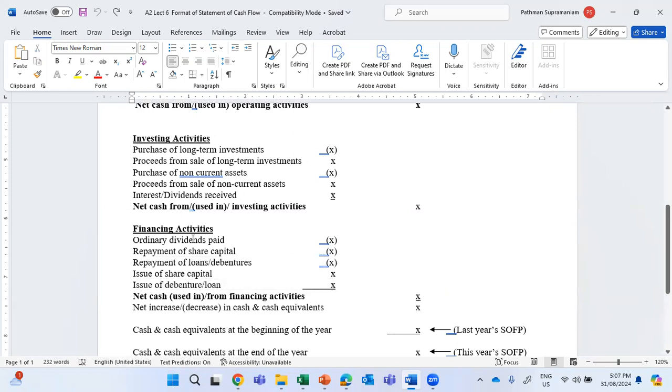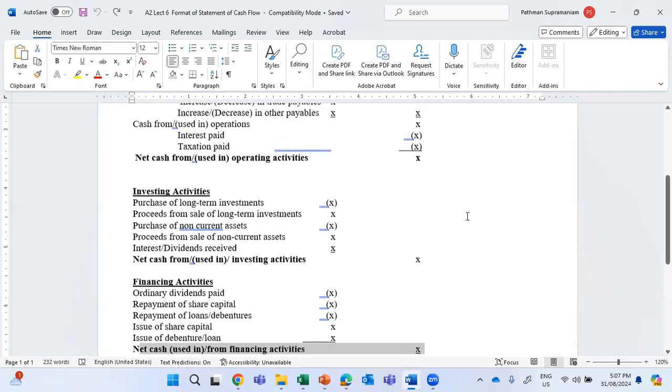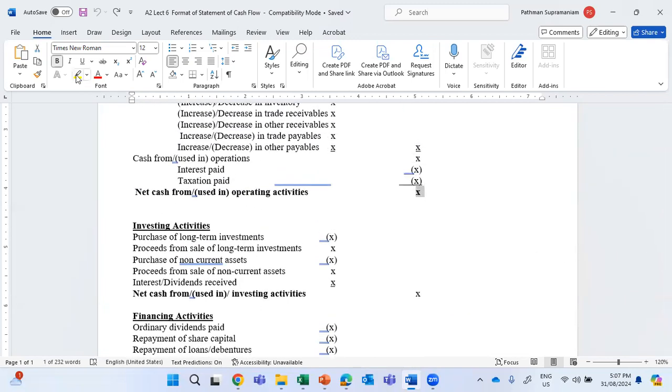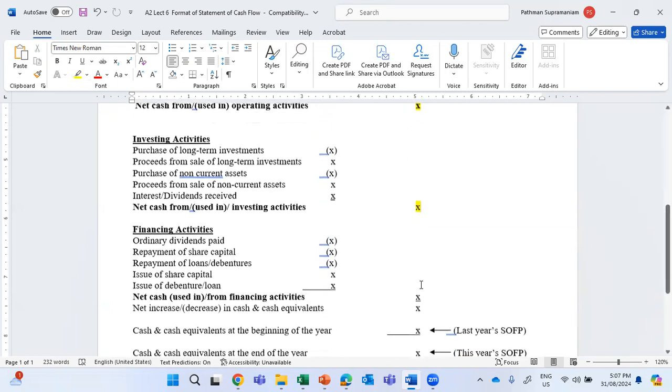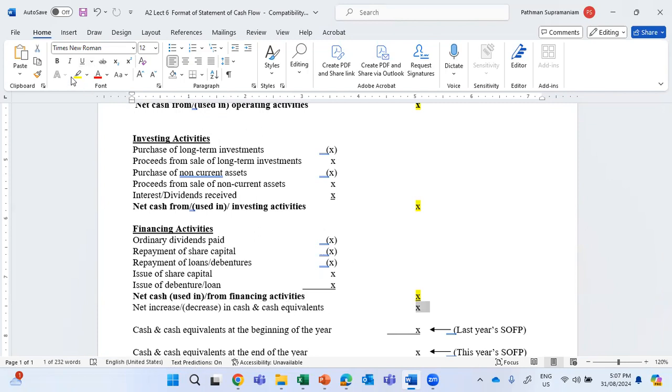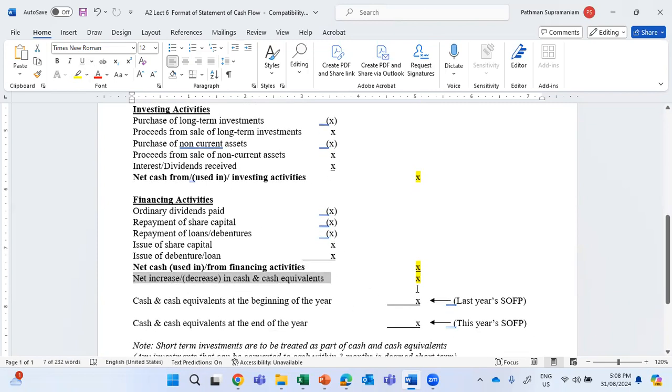Okay, then you sum up the total of financing. Then we need to total up the 3 activities' amounts: 1, 2, 3. So you sum them up. Again, this figure could be positive or negative. You call it net increase or decrease in cash and cash equivalent. If it's a positive figure, then net increase. Negative, decrease.